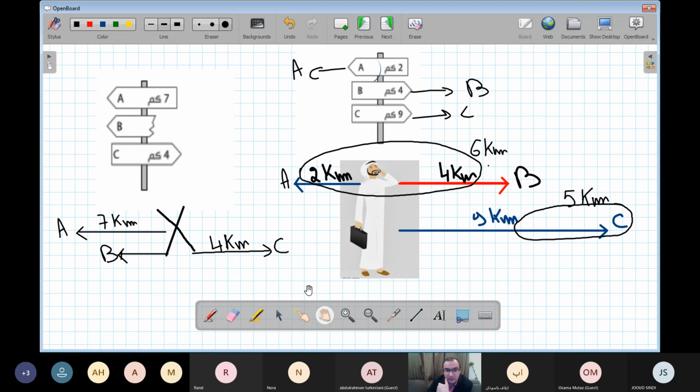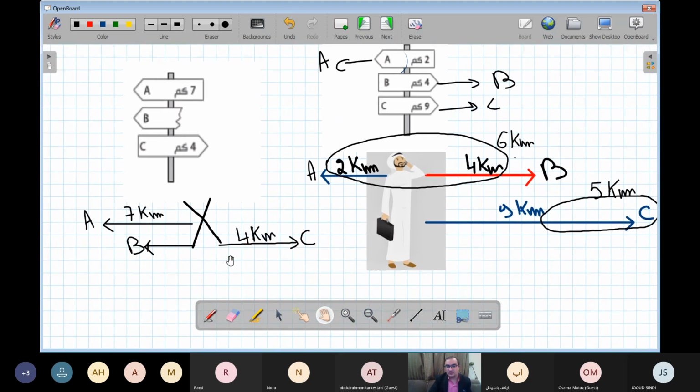Right. Let's go back to here. The distance between B and C must be what? 5 kilometers. Here we have how many kilometers? Only 4 kilometers for C. So it's going to be only what, Usama? Only 1. So it could be 5.